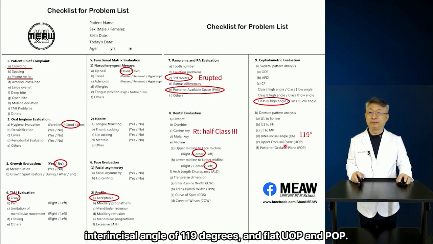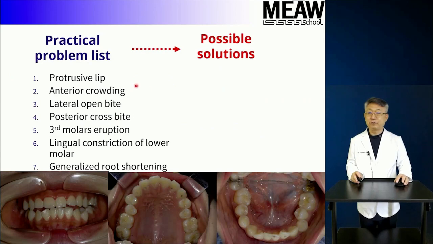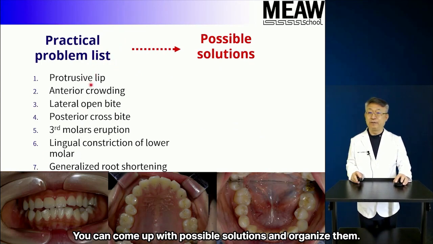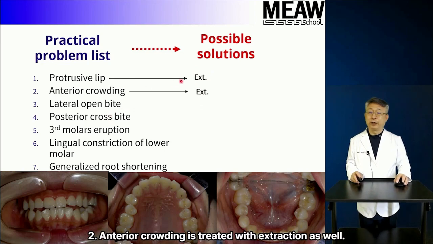flat UOP and POP. At first, it is not easy to create a problem list, so this checklist can be useful in the step-by-step thinking process for problem lists. Then a practical problem list for this patient can be devised. You can come up with possible solutions and organize them. 1. Protrusive lips are treated with extraction. 2. Anterior crowding is treated with extraction as well.